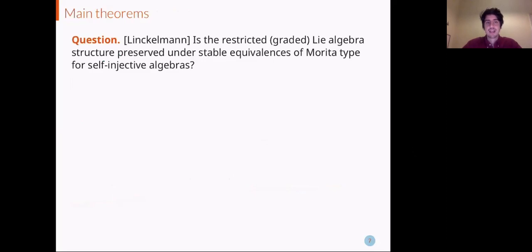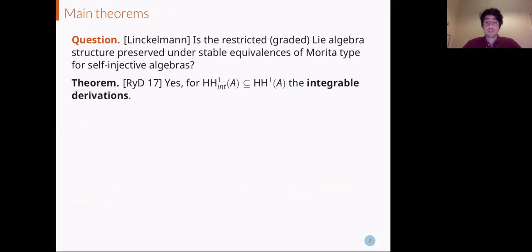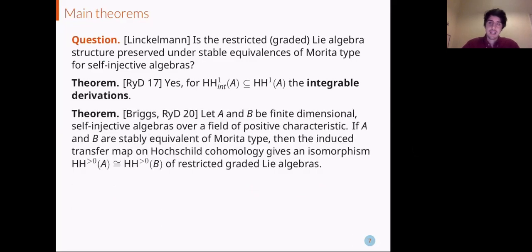And well, in this context, a natural question arises. This was asked by Linckelmann, and is the following: is the restricted graded Lie algebra structure preserved under stable equivalence of Morita type for self-injective algebras? And well, the answer is yes for a subclass of HH1 called integrable derivations, but just last year we managed to prove, in joint work with Benjamin Briggs, that if we have two finite dimensional K-algebras A and B that are self-injective, and of course we are working over a field of positive characteristic, and if there is a stable equivalence of Morita type between A and B, then we have an isomorphism as restricted graded Lie algebras between the positive part of the Hochschild cohomology of A and the positive part of the Hochschild cohomology of B.